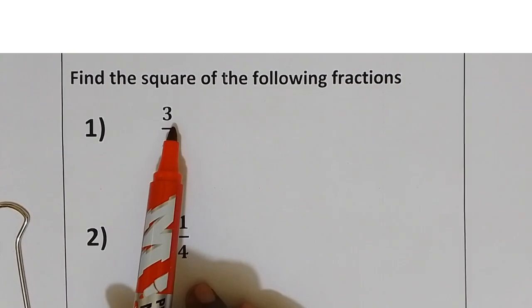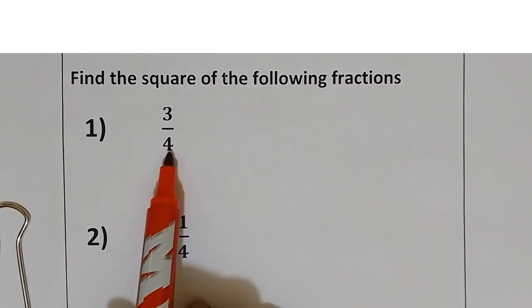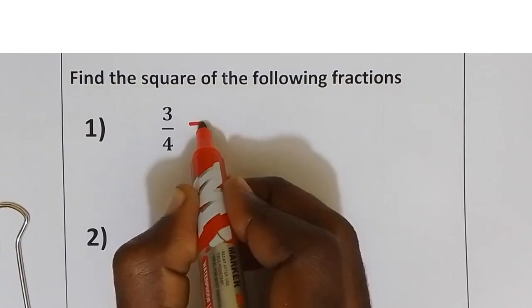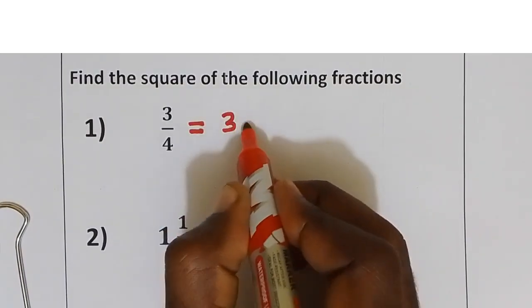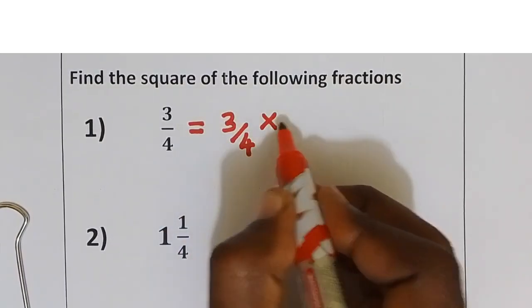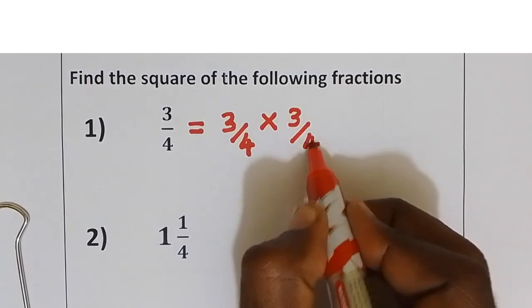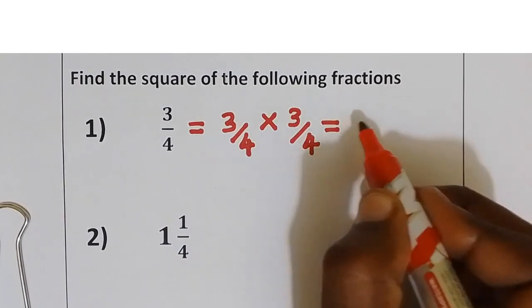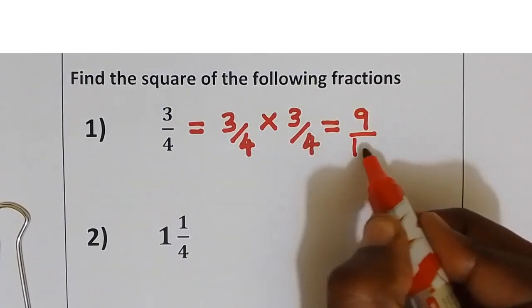We need to find a square of 3 over 4. This means that we are going to multiply 3 over 4 multiplied by 3 over 4, which will give us 9 over 16.